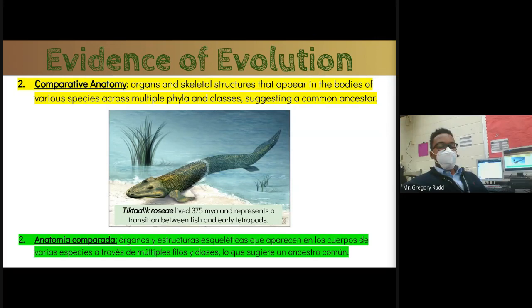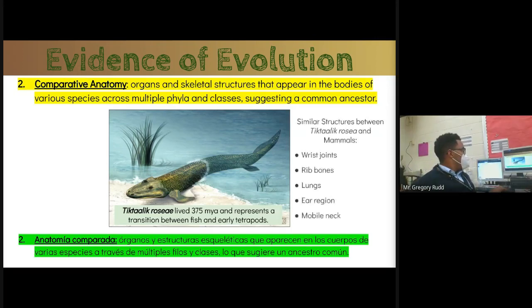Of course, this is not a real picture. This is just like a 3D rendering or a painting, basically. But we know from the fossil record that this organism did have similar skeletal structures to modern day reptiles and amphibians. Some of those structures include wrist joints, which of course are not common in fish. You don't really see fish with wrist joints.